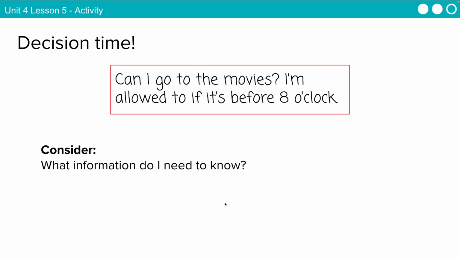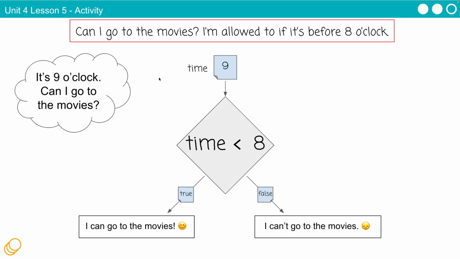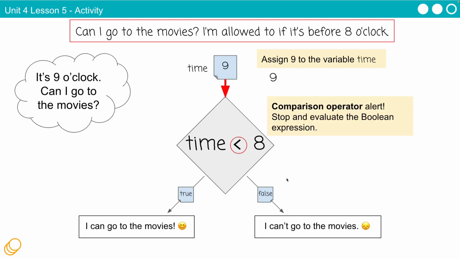That's it. Can I go to the movies if I'm allowed to if it's before 8 o'clock? So what information do I need to know? The following, right? So time is 9 o'clock. It's 9 o'clock. Can I go to the movies? Well, if the value of time is 9, is 9 less than 8? No, it isn't. It's going to stop and evaluate. 9 is not less than 8. Yep. So then we go to false, and I can't go to the movies. Wah, wah.